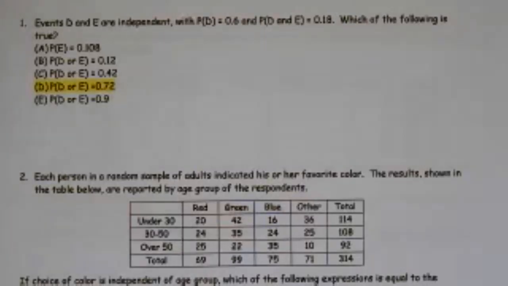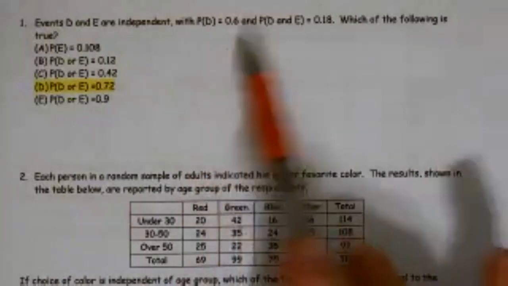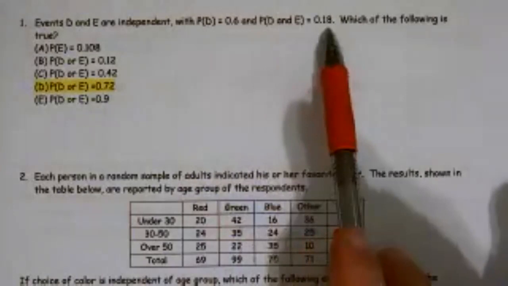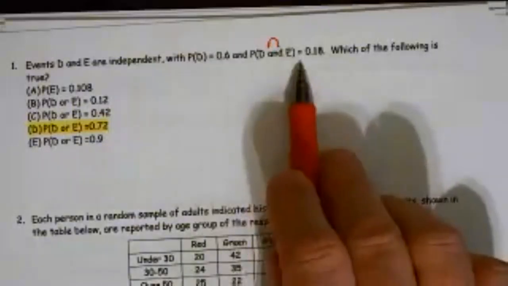All right. This particular section is about classical probability, A union B, and independence. So events D and E are independent, and the probability of D is 0.6 and the probability of D and E is 0.18. So please remember a couple things. That's the intersection sign, and when they say and, they're saying 0.18.